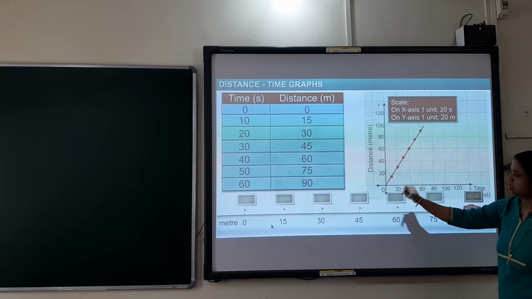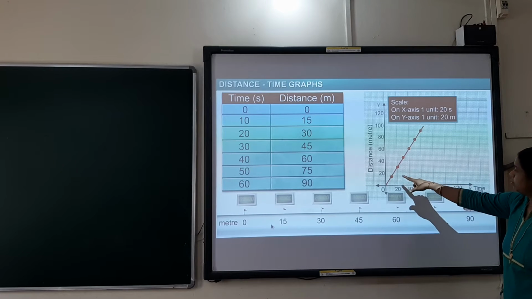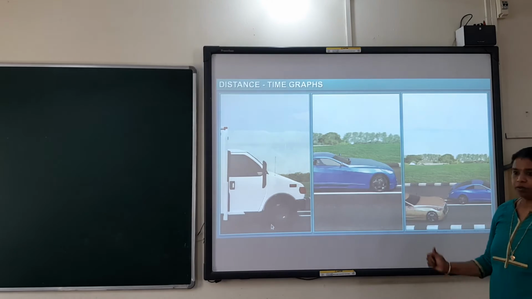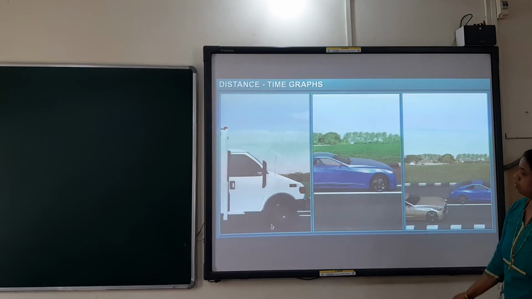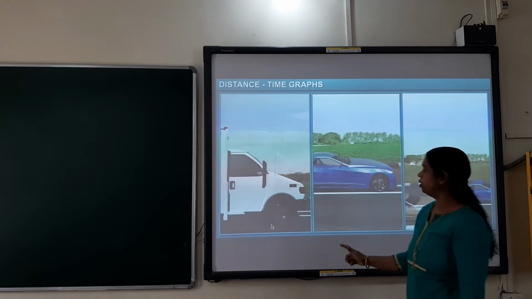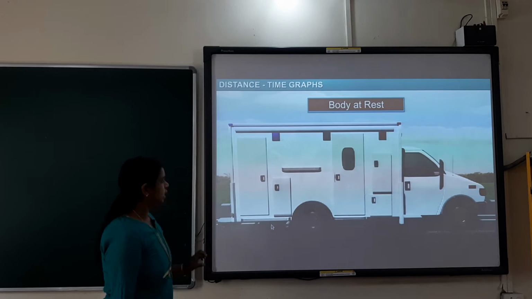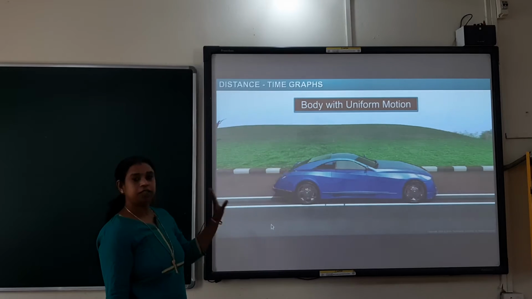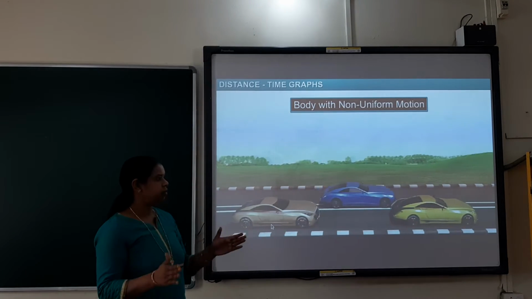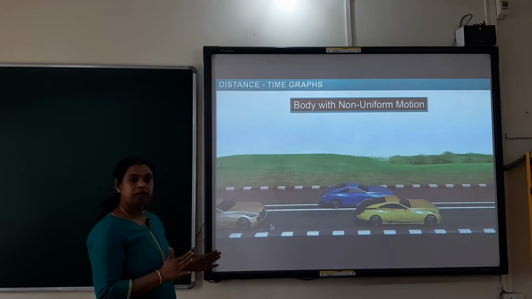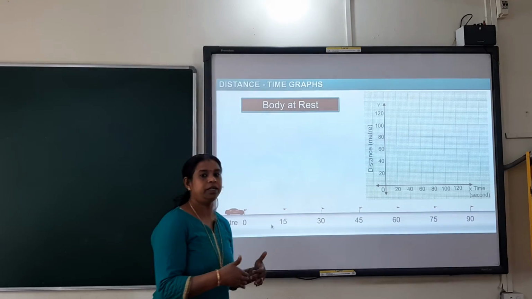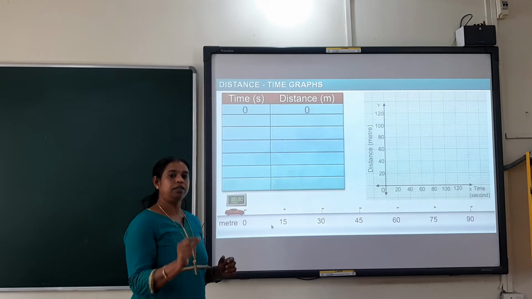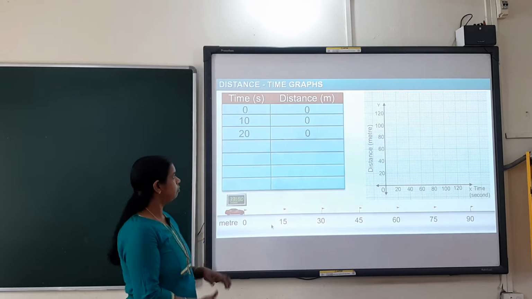Then we are getting a straight line. Therefore, the graph being a straight line means what? Then it is a uniform motion. The distance-time graph in uniform motion is a straight line. The next one, body with uniform motion. So we say it goes at the same speed. The object is moving at the same speed, or covers equal distance in equal intervals of time.